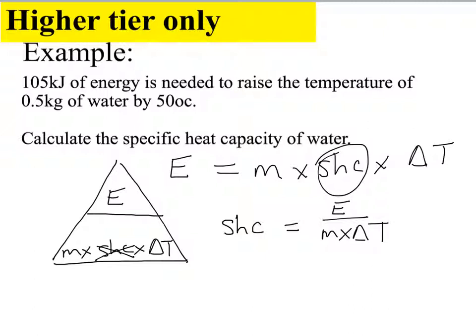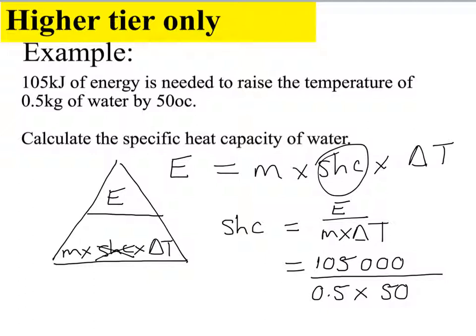The next thing we do is substitute in our values. We're told in the question that the energy is 105 kilojoules. 1 kilojoule is 1,000 joules. So our energy is actually 105,000 joules. The mass is 0.5 kilograms, and the change in temperature is 50 degrees Celsius.